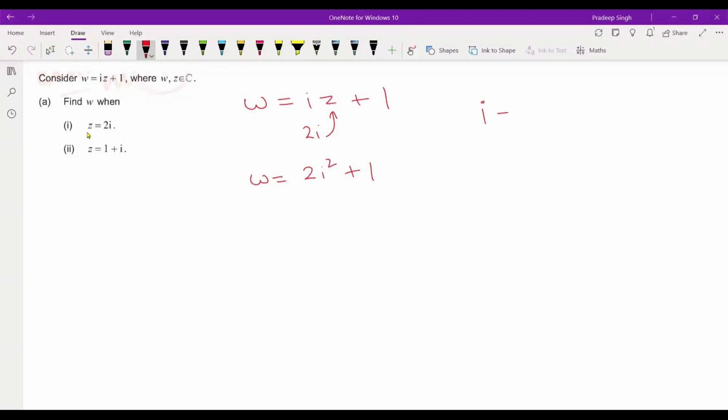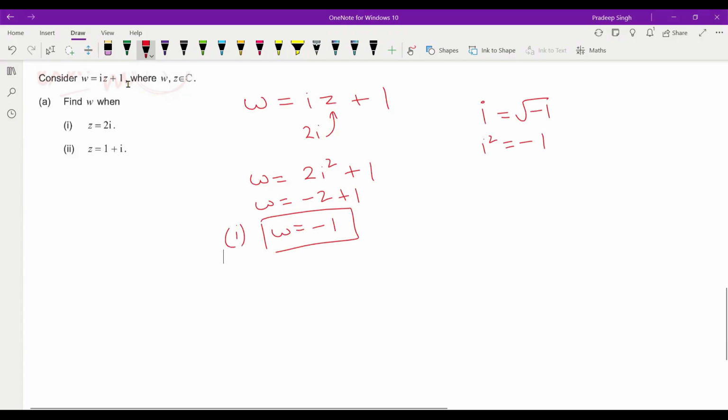Now, since we know i is the root of minus 1, i square will be minus 1. Hence, the value of W will come out as negative 1. That's the answer for the first part. In the second case, we put 1 plus i in place of Z. So let's do that. So W will become i times Z, which is 1 plus i, plus 1.